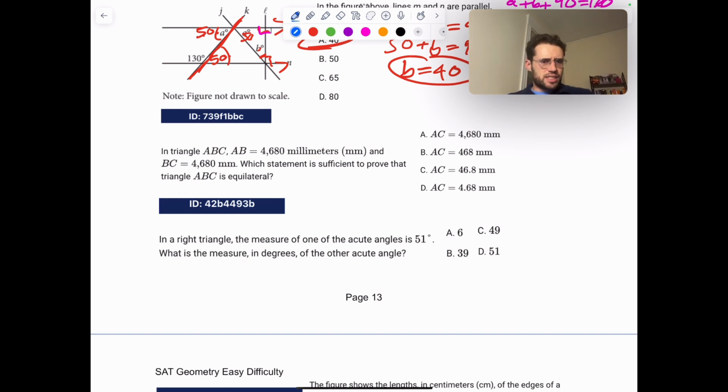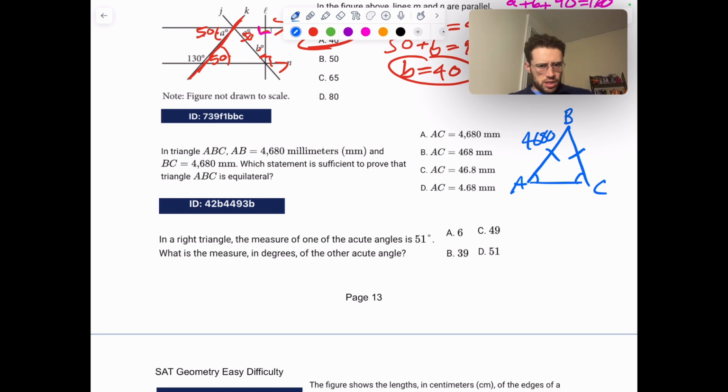In triangle ABC, AB equals 4,680 millimeters, and BC is also 4,680 millimeters. So it's going to be an isosceles triangle. Right, so let's see, they say AB and BC. So B is this vertex up here. AB and BC are the same. They're both 4680, which means that angle A is equal to angle C, because the angles across from those congruent sides are also going to be congruent.